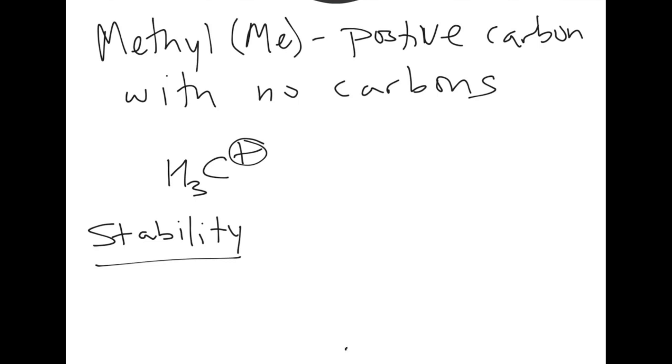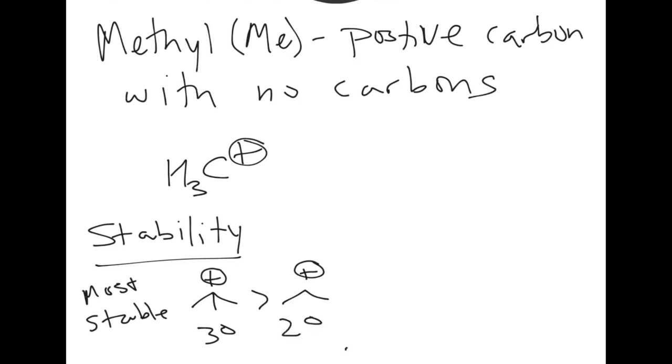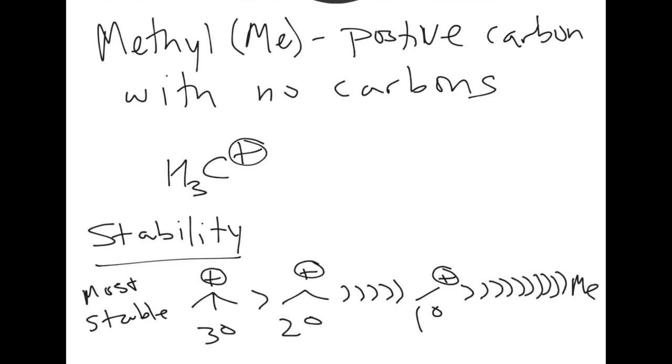Right? So the most stable is going to be tertiary. Then you're going to have secondary. Then you're going to have primary. Then you have a really big gap, and you have methyl, and this is our least stable down here.